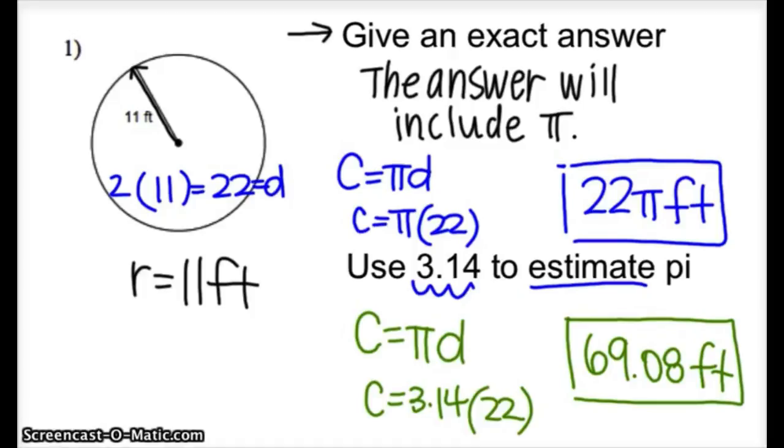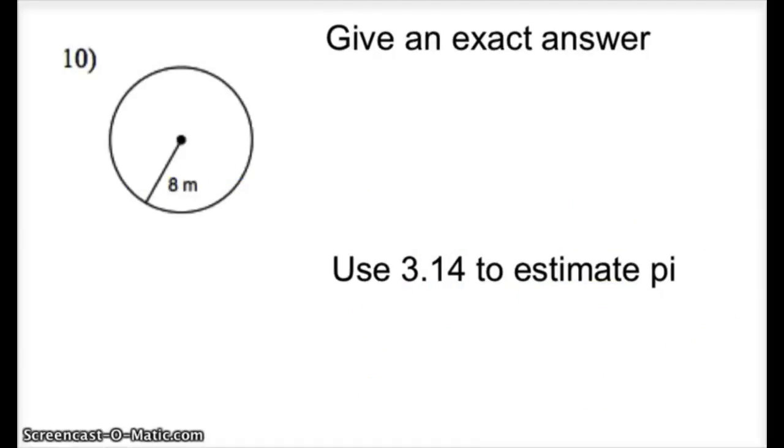Our second example is a radius of 8. This one I'm going to use the equation C equals 2 pi r.